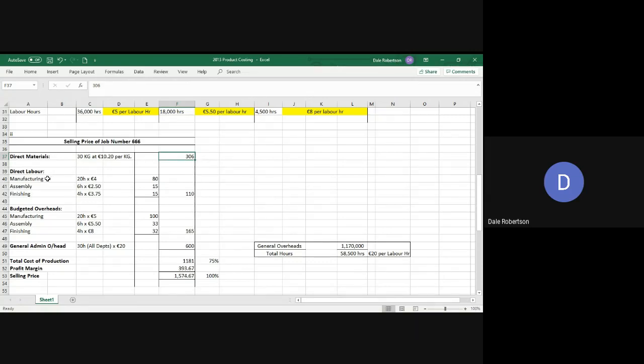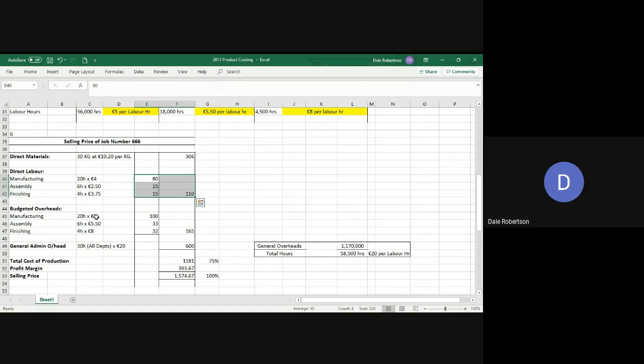The direct labor, or the wages, well, they tell you that in the manufacturing department the wages are €4 per hour. Very low wages in this question, but nevertheless, €4 per hour. And we are told that job 666 takes 20 hours. So 4 by 20, 80. €2.50 in the assembly takes 6 hours, 15. And €3.75 in finishing, given in the question, by 4 hours for job 666, 15 again. You add up all three to get that 110.